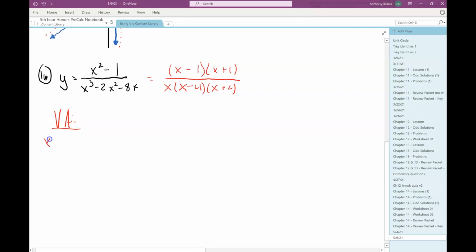So setting the denominator equal to 0, my vertical asymptotes are at 0, 4, and -2. Setting the numerator equal to 0, my x-intercepts are at (1, 0) and (-1, 0). My y-intercepts are none, because if I plug 0 in for x, I get something over 0.